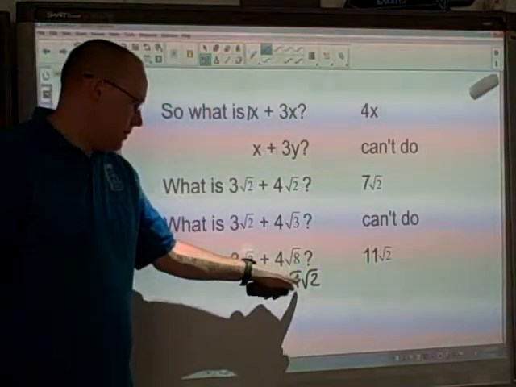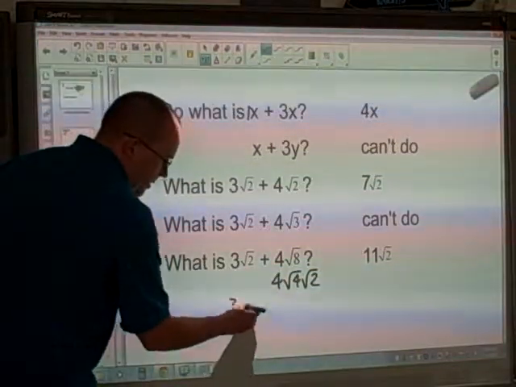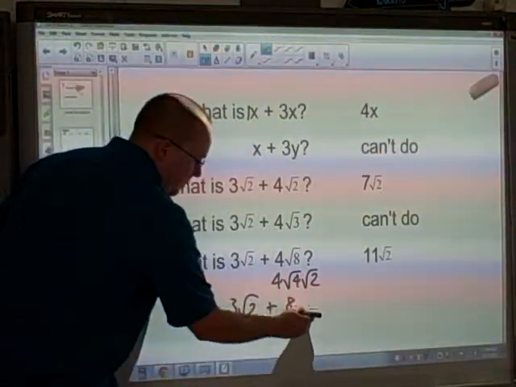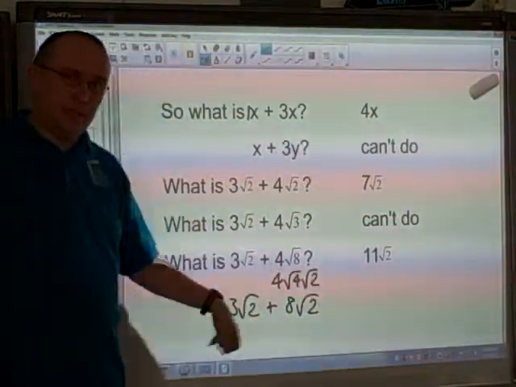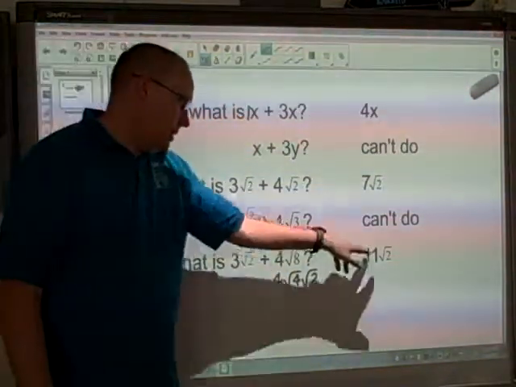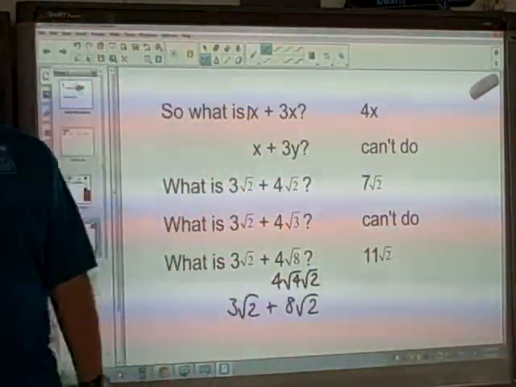And if we work out the square root of 4, it's 2. Times by this 4 is 8. So we have 3 radical 2 plus 8 radical 2. And now actually these are like terms, so we can go ahead and add them. 3 plus 8 is 11. And what are we adding? Radical 2's. So 11 radical 2.